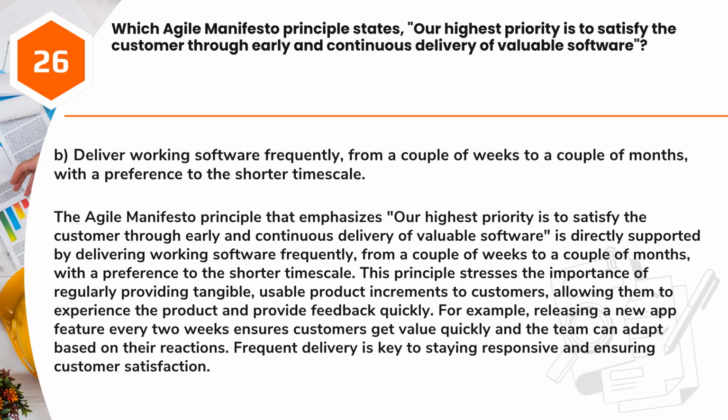Answer: B. Deliver working software frequently, from a couple of weeks to a couple of months, with a preference to the shorter timescale. The Agile Manifesto principle that emphasizes, "Our highest priority is to satisfy the customer through early and continuous delivery of valuable software," is directly supported by delivering working software frequently, from a couple of weeks to a couple of months, with a preference to the shorter timescale.